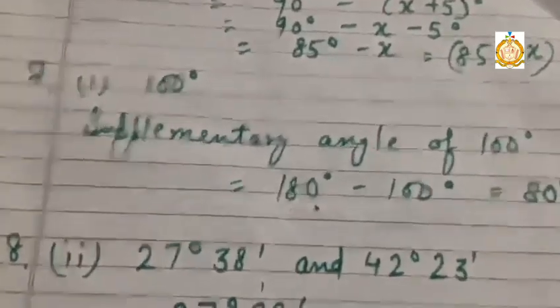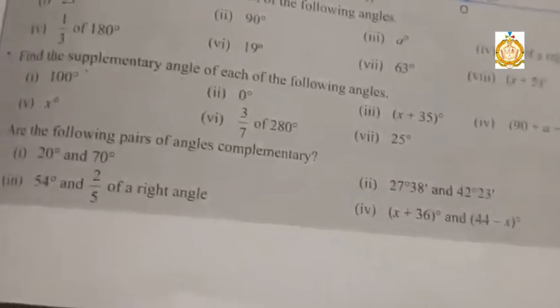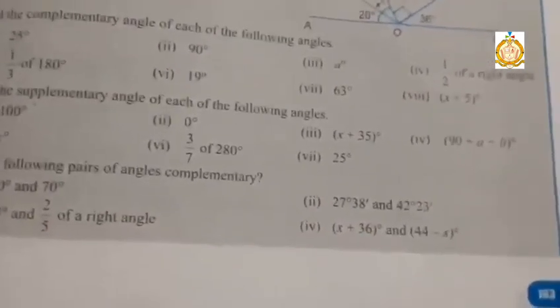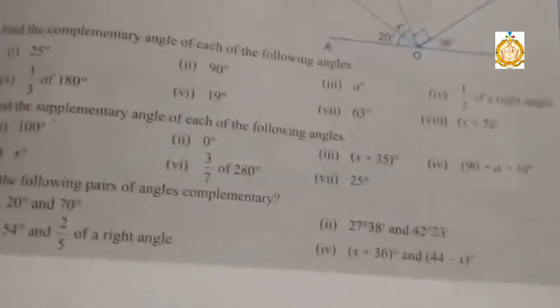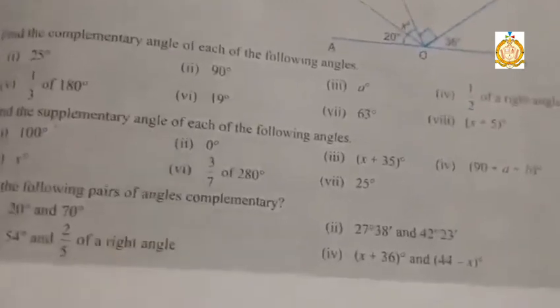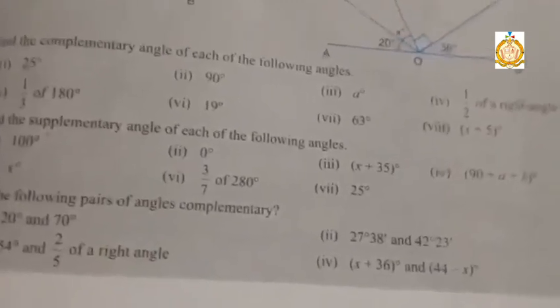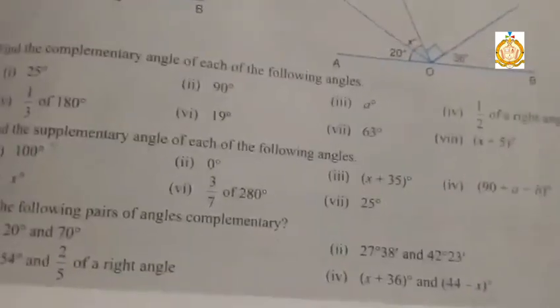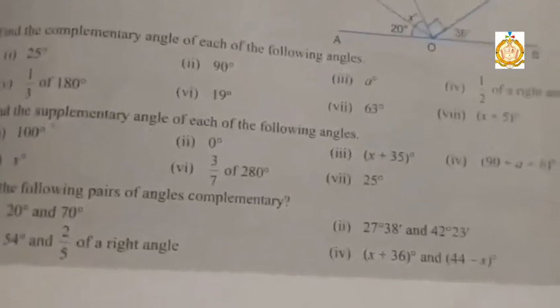In the eighth part, we have to find, are the following pairs of angles complementary? If these would sum up to give 90 degree, then these would be complementary. Here in the first sum, 20 degree plus 70 degree is equal to 90 degree. Then yes, these two angles are complementary.